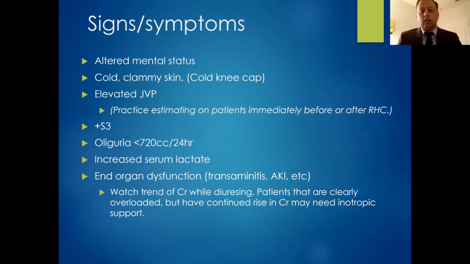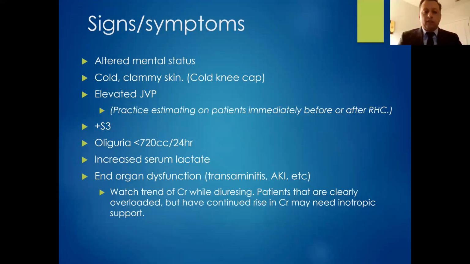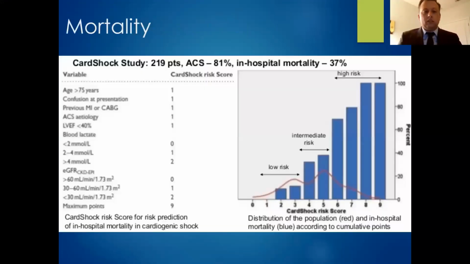Likewise, if you have a patient with an increasing creatinine as you continue to diurese them and they're clearly overloaded, it may be possible that they need some inotropic support. If it is unclear why the creatinine continues to rise despite diuresis, then it may be necessary to go to right heart cath to figure out what exactly their volume status is.